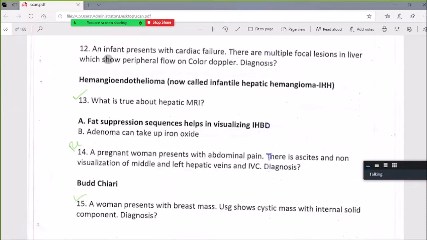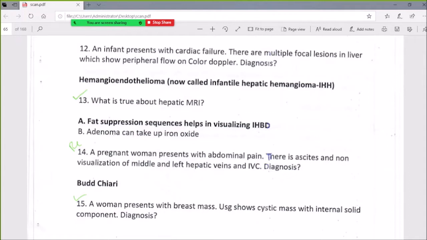Number 9. Question 12. Infant presents with cardiac failure. There are multiple focal lesions in the liver which show peripheral flow and a curve on Doppler. Diagnosis: hemangioendothelioma. Question 13. What is true about hepatic MRI? Heavily T2-weighted sequences help in visualizing intrahepatic bile ducts.